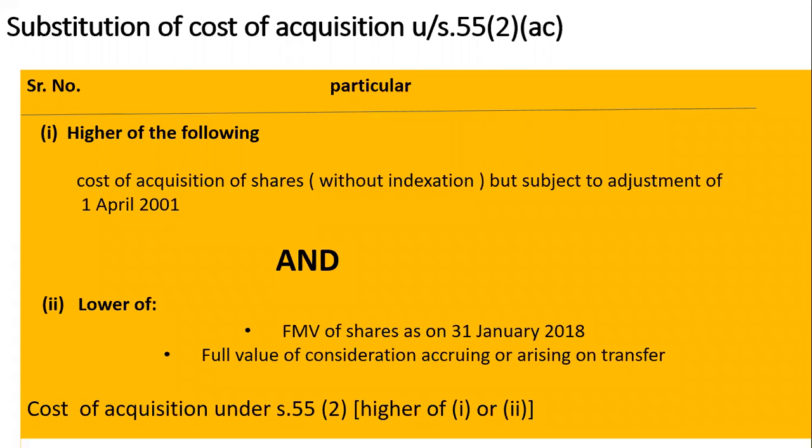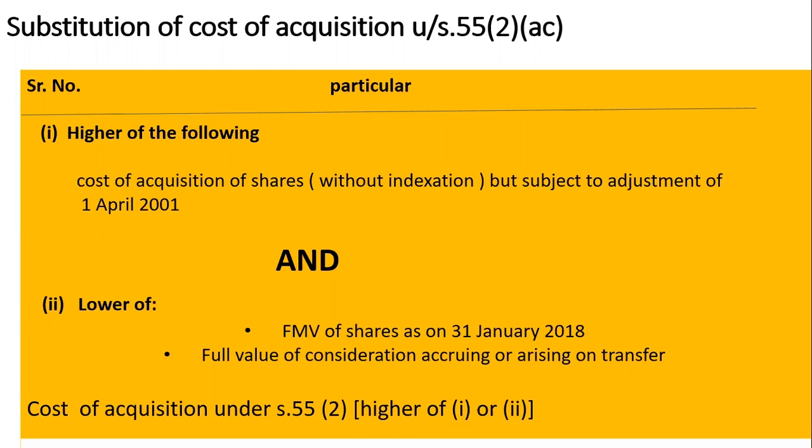Let me remind you again. The higher of the post-April 2001 cost or the cost acquired, whichever is higher. After that, indexation would also be available. Here in this case, 1,000 rupees was the price, 1,500 was this, 1,000 or 1,500, whichever is higher. For a bonus share, the cost will be considered as nil.